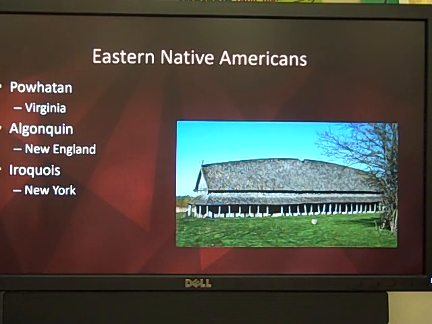So we'll start with Eastern Native Americans. We had the Powhatans, the Algonquins, the Iroquois. And really, those are the 3 that we're going to touch here. The Powhatans lived in what is modern-day Virginia. So these are the Native Americans that were encountered by Jamestown.